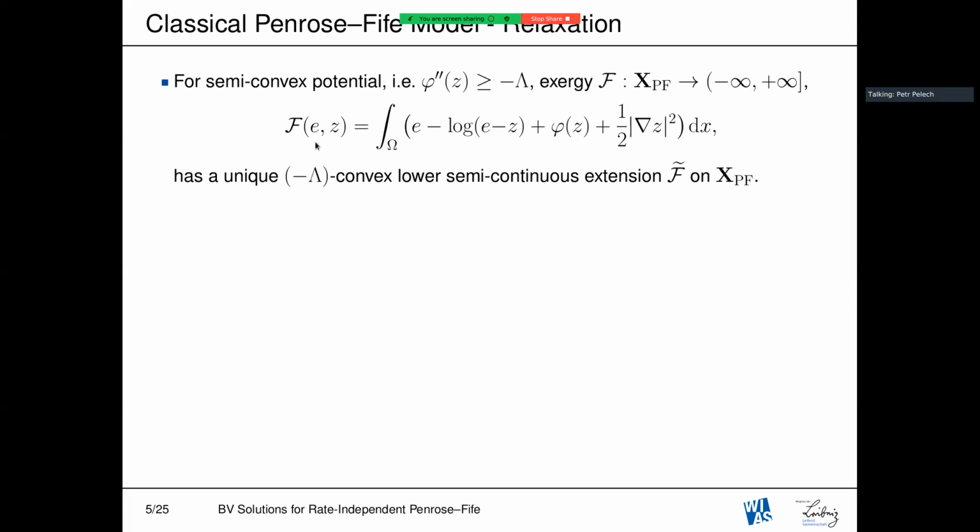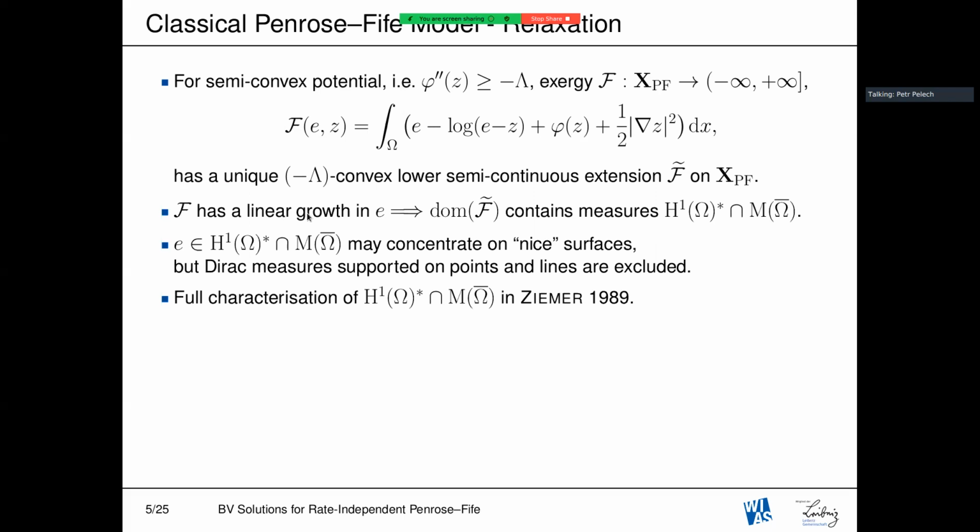It's not approximated by minus the absolute value. It's smooth. The second derivative is bounded from below by some constant. Then this function is semi-convex, and by some abstract theorem, one knows that there is also a semi-convex lower semi-continuous extension, which is fine, but there is something to work with.